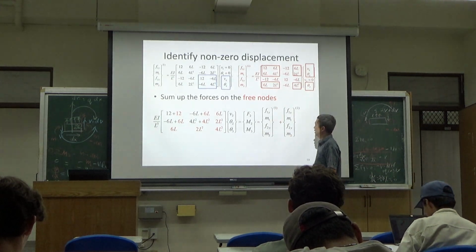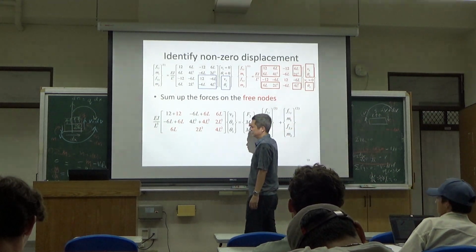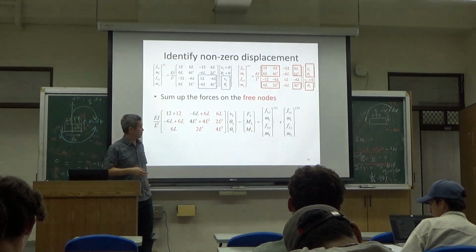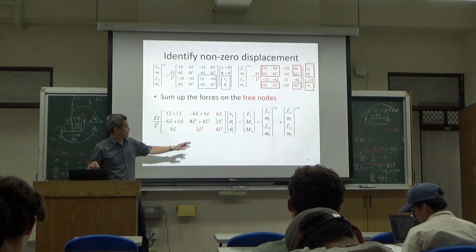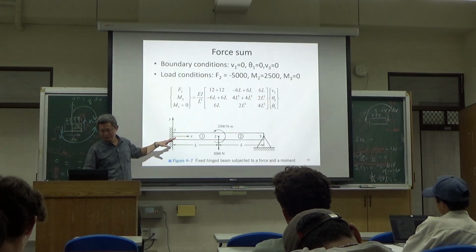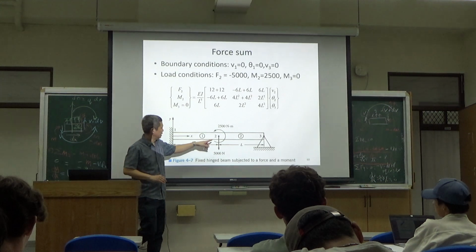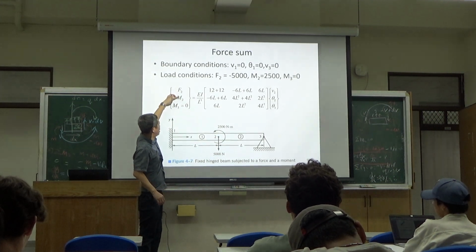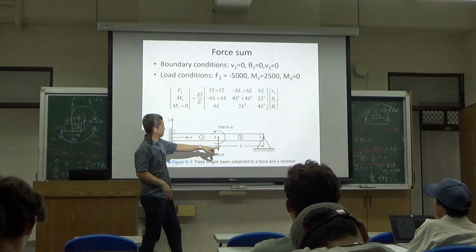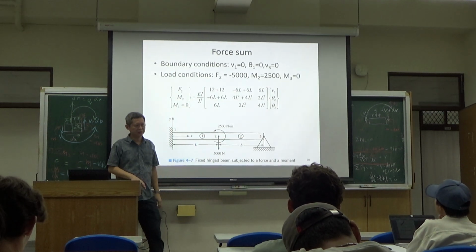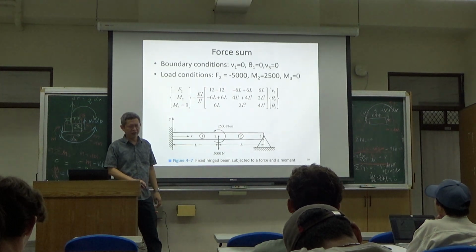And then the right hand side are the external force and some of the internal force. Anyway, the internal force will be balanced out. But the external forces are not 0. You see? F2, M2 not 0. M3, 0.